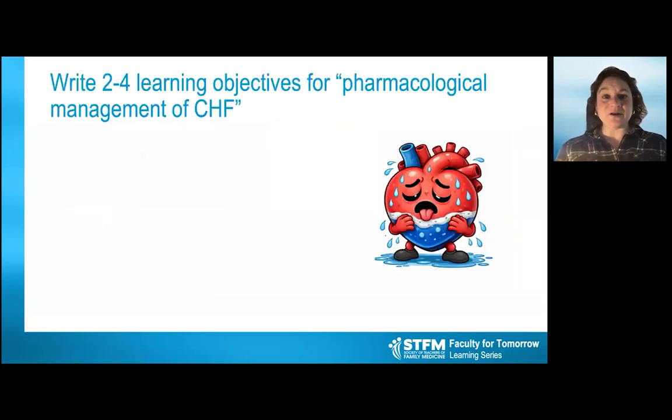The other thing to keep in mind is that when we want to give a lot of information, if we feel like we need to give more, or we want to give them something we don't have time to talk about, we can also refer them for further reading if they need it. So if we were to use this as an example, congestive heart failure, and we're trying to write 2 to 4 learning objectives that focus specifically on the pharmacological management, what might we write down? Thinking about the verbs and what we want our learners to get out of this.